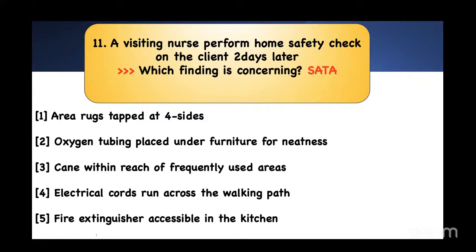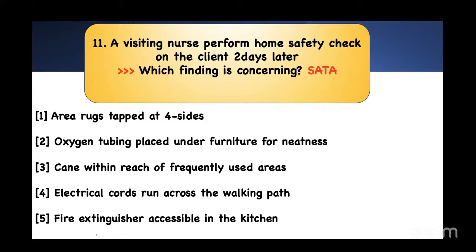The cane is within reach, that's good. The patient can reach it easily, right? And it's in a frequently used area. So 3 is good. Electrical cord run across the walking path, bad idea. And a fire extinguisher accessible in the kitchen is good. These are fundamental questions. They can be trappy, but you've got to think about safety, safety, safety.